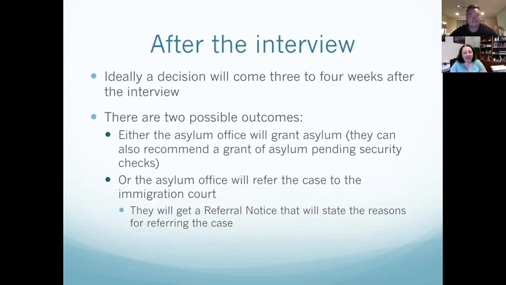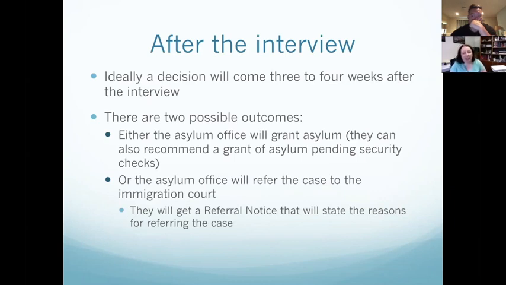So the officers will tell the applicant at the interview, we'll have a decision in this amount of time. This varies around the country because some asylum offices have you come and pick up your decision. Here in Seattle, you are mailed your decision. If you are in the San Francisco asylum office, they have you go and pick up your decision. So I think they get their decisions a little bit faster.